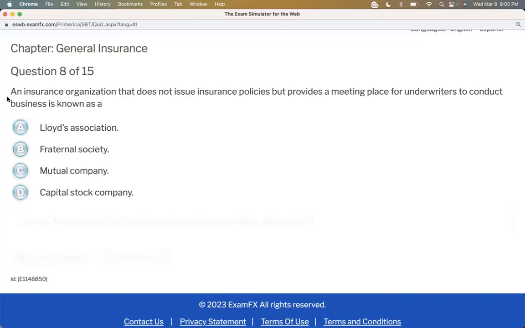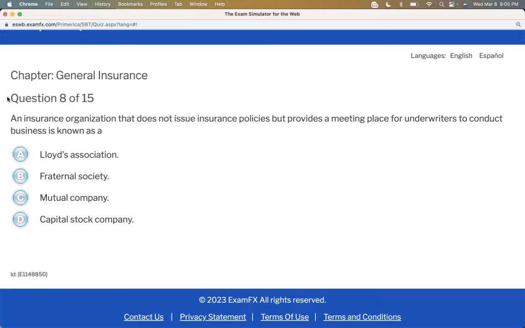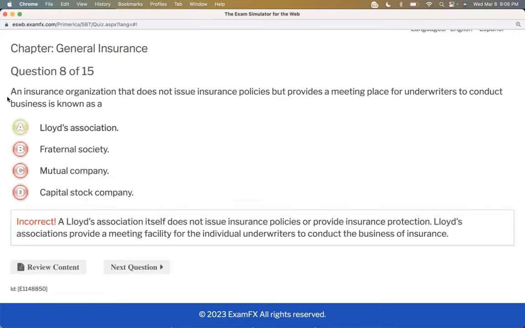An insurance organization that does not issue insurance policies but provides a meeting place for underwriters to conduct business is known as? Marketplace, the capital stock company, license fraternity. Dang, it could be D. I'm going to go with B. Oof, we're both wrong. Lloyd's Association. A Lloyd's Association itself does not issue insurance policies or provide insurance protection. It provides a meeting facility for the individual underwriters to conduct the business of insurance. Okay, now I know. Now you know.